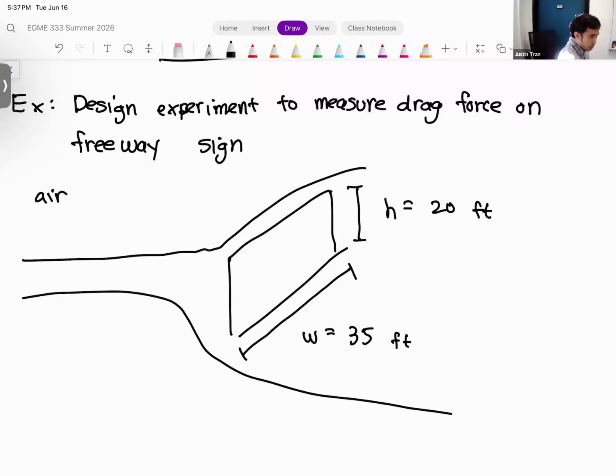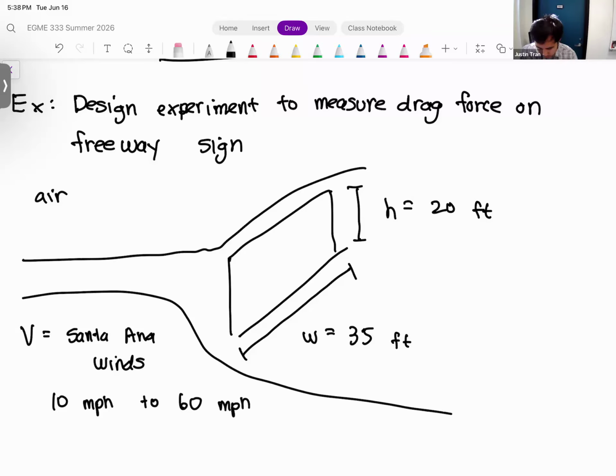Right, so air has its own viscosity and its own density, and what you're going to see is we're not going to modify that. That's a little bit hard to do. But we do know the velocities. In this case, the velocities for the air that are coming in are going to be governed by the Santa Ana winds. And Santa Ana winds vary anywhere between 10 miles per hour to 60 miles per hour. All right, so we want to design an experiment, but let's say that we are limited. We can only build a prototype where the maximum height could be only 5 feet, because we have to fit it into our test chamber.